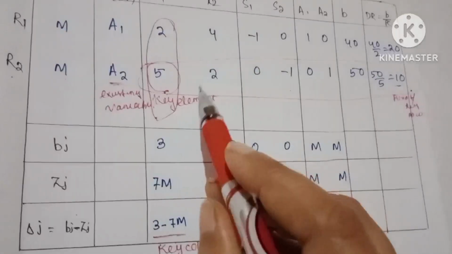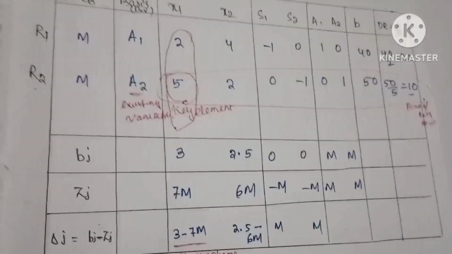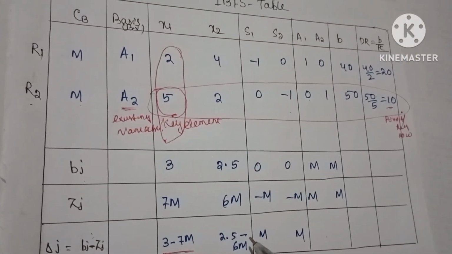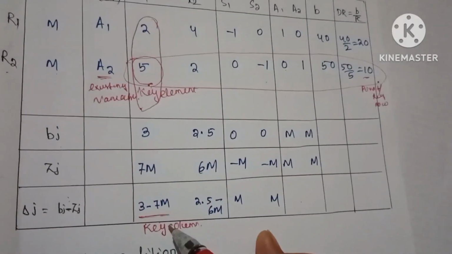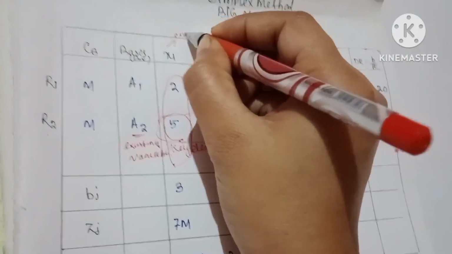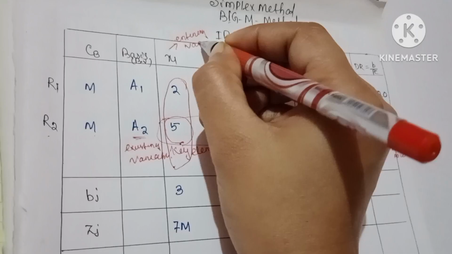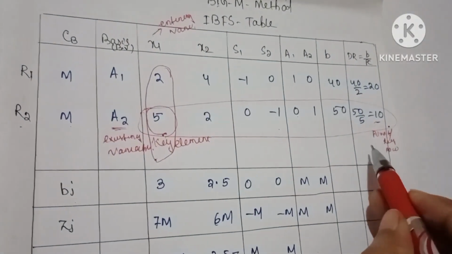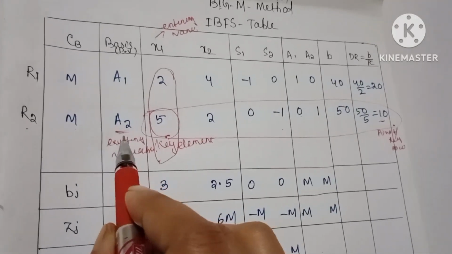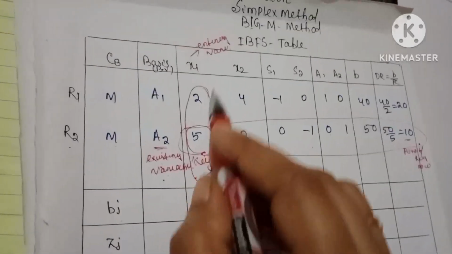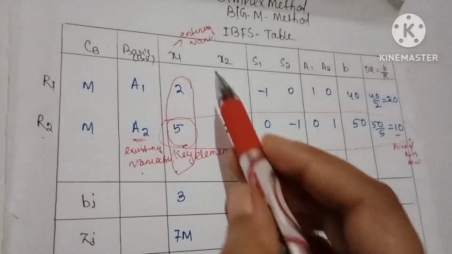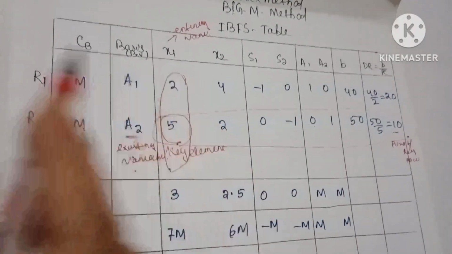After getting the key column, the next task is to find out which one is the existing variable and which one is the entering variable. See, the key column decides the entering variable, and the pivot row or the key row decides the existing variable. So A2 is the existing or outgoing variable, and x1 is the entering variable. So while formulating the second BFS, x1 comes in and A2 will be out.